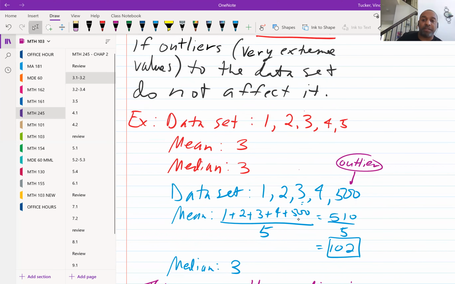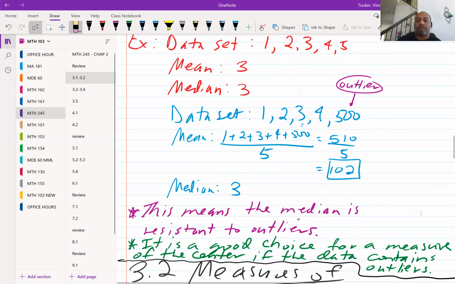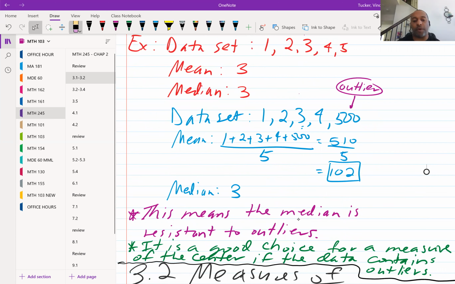But now let's say I replace 5 with an outlier of 500. Now if I find the mean, I add up my data values and divide by the number of data values, that would be 510 over 5, which is 102. But my median would still be 3. That's still my middle value. So my median didn't change, even though the number 5 changed to 500. That means that the median is resistant to outliers. And that green statement: it is a good choice for a measure of center if the data contains outliers.